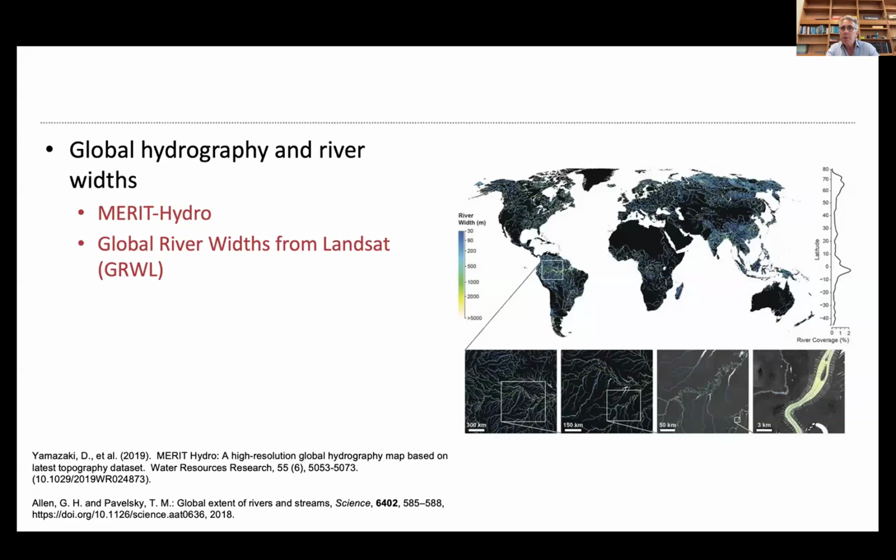Once you know the DEM, you also need to know where the rivers are. And again, clever people over the last decade have addressed that problem also. Dai Yamazaki, again, with the MERIT Hydro dataset, and George Allen and Tamlin Pavelsky have both provided these wonderful datasets which show the global river hydrography, so where rivers are and sometimes what their widths are as well. So we can get location and width of river, but there's nothing that will tell us the river's depth. And I'll come to that in a bit.